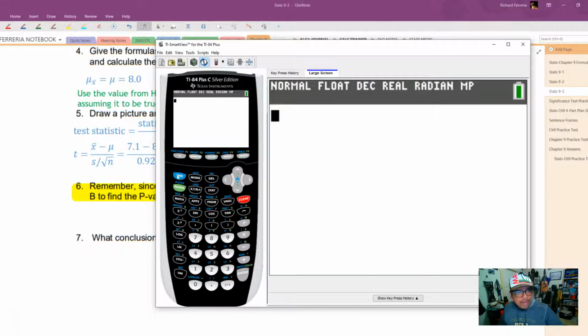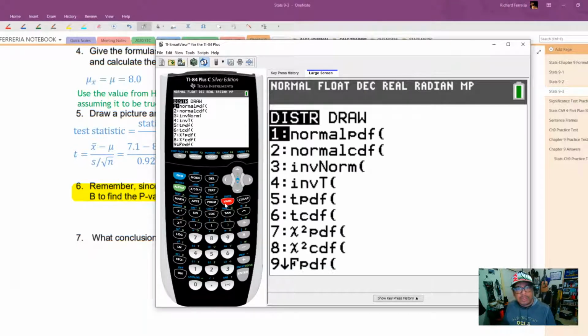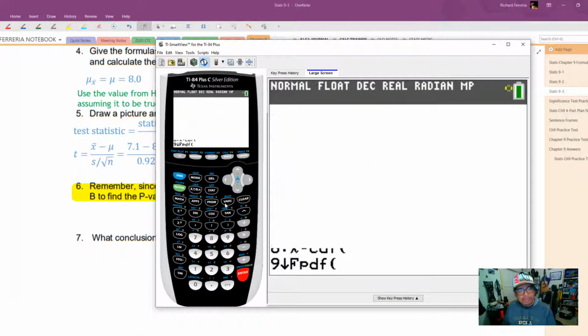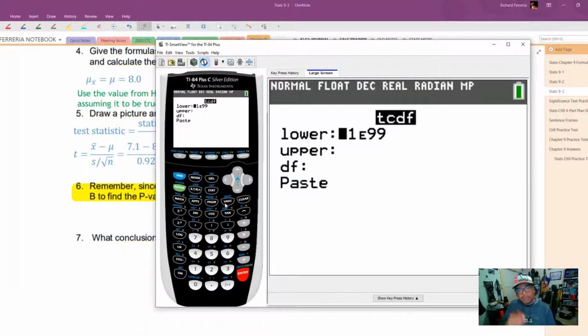From the home screen of your calculator, you're going to hit second vars for the distribution menu. We're going to go to tcdf, number 6, and we're going to put in our lower and our upper. So our lower value is negative 1E99, which is basically negative infinity as far as the calculator is concerned. The upper is going to be our test statistic, which I believe was negative 0.978. And then we go to degrees of freedom, and that is sample size 10 minus 1. And then we paste that.